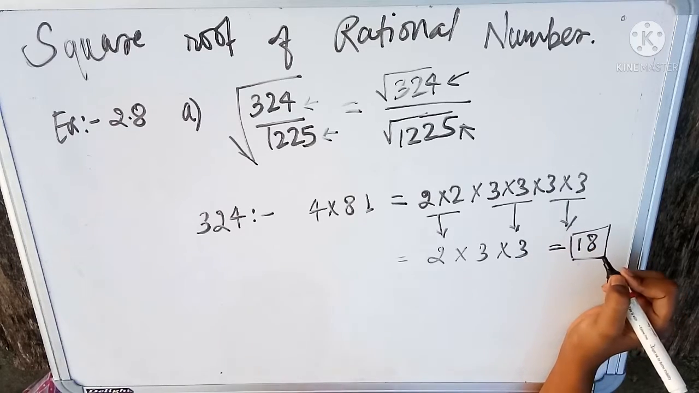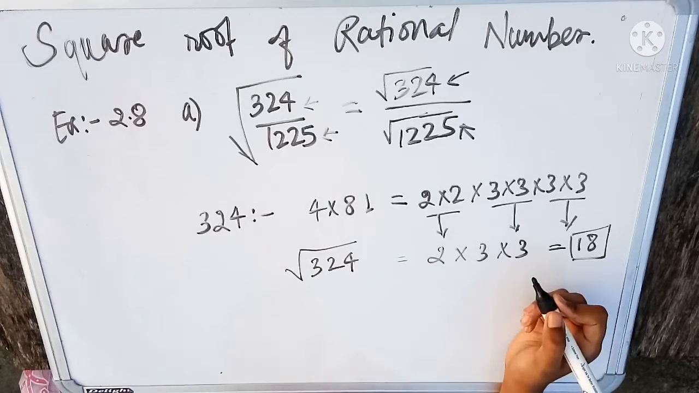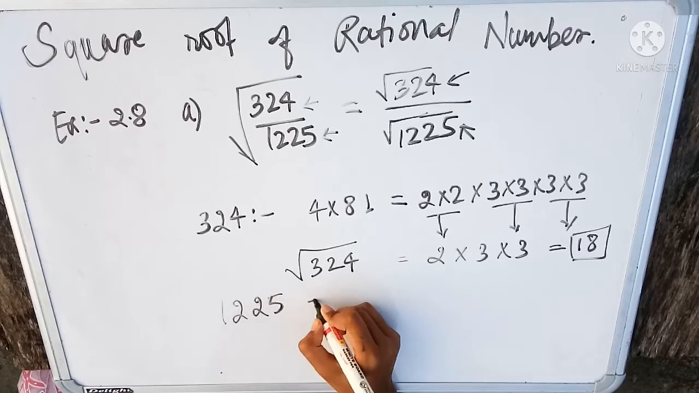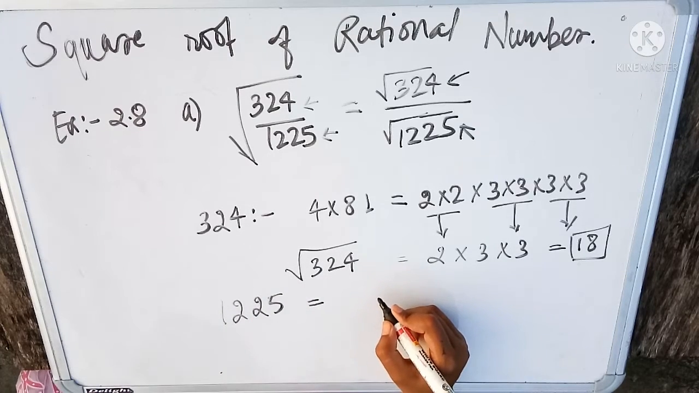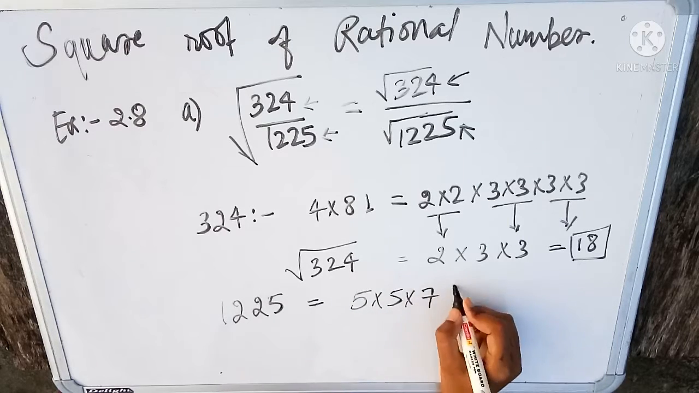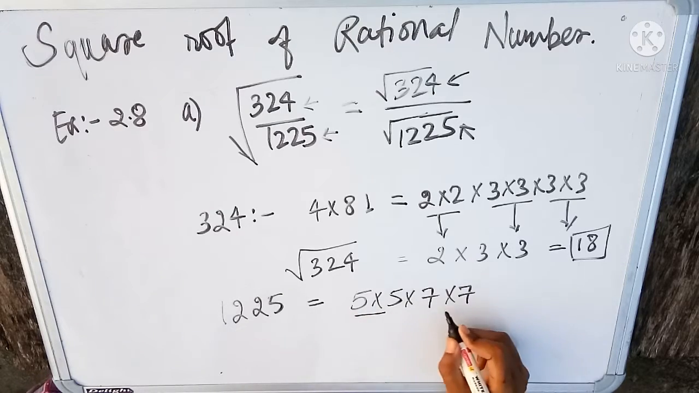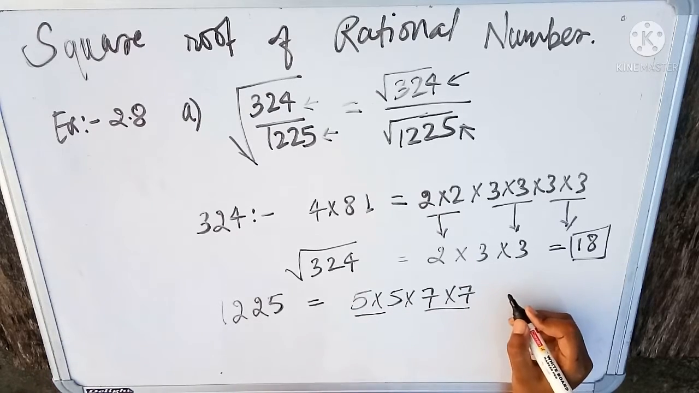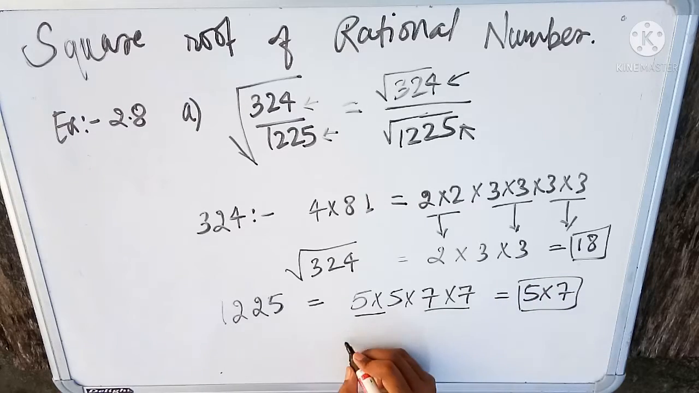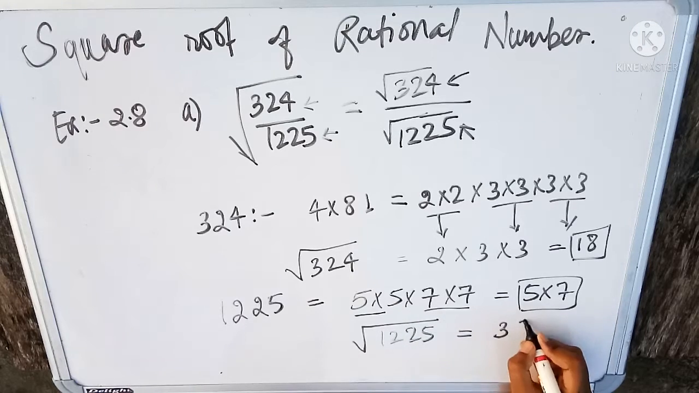So 18 is the square root of 324. Now if we find out the square root of 1225 by prime factorization method, then here we will get 2 times 5 and 2 times 7. Now according to the method, we will take 1 from each of the pair, which is 5 multiplied by 7, and thus the square root of 1225 is equal to 35.